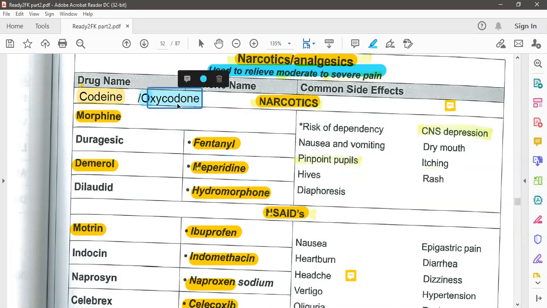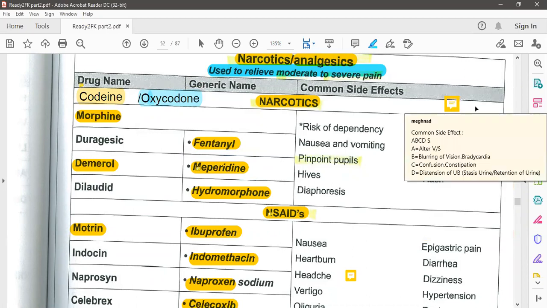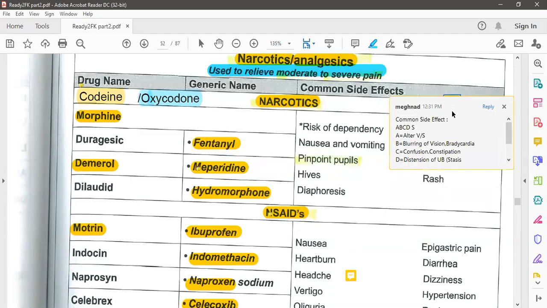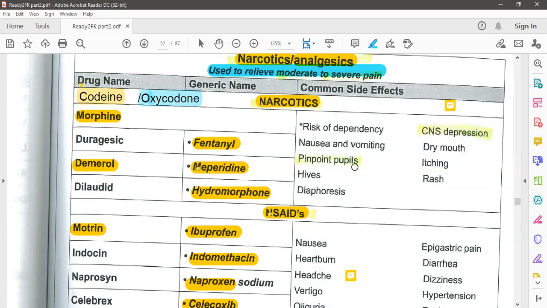So now let me read it. What are the other common side effects of all kinds of narcotics or analgesics? We already saw the A, B, C, D side effects here, but what else? What are the others they can cause?